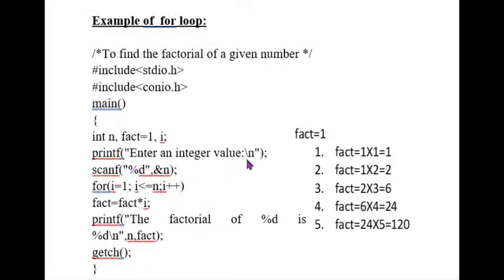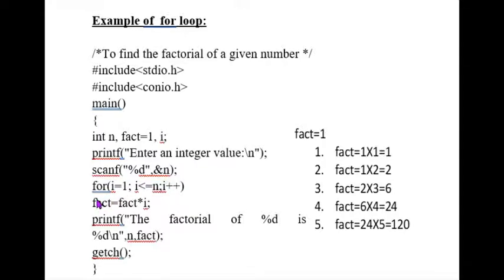It will be displayed as it is. To get the integer value from the input terminal, that is the keyboard, we use the scanf input function, with %d for the integer format, then &n. The &n will take the value from the keyboard.